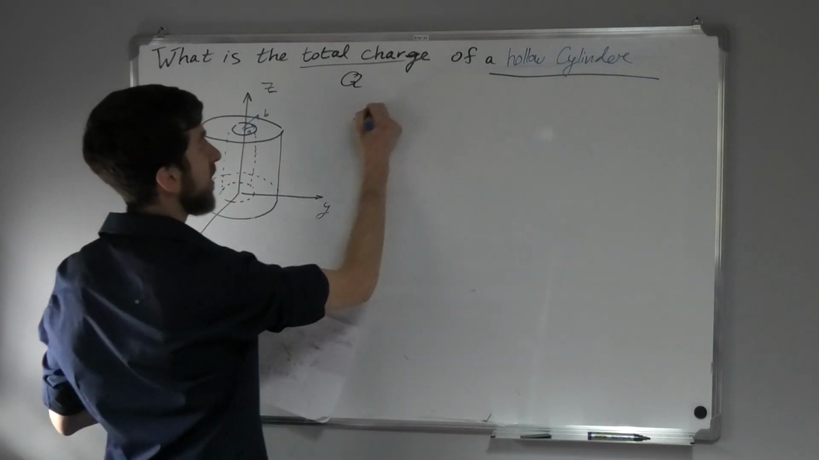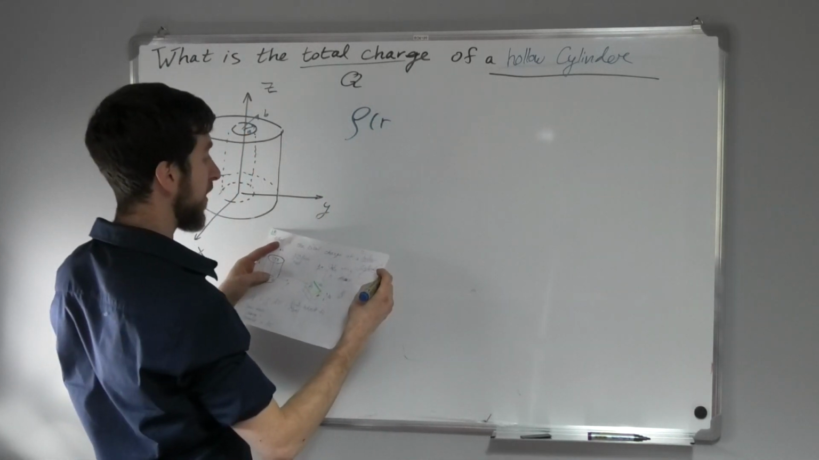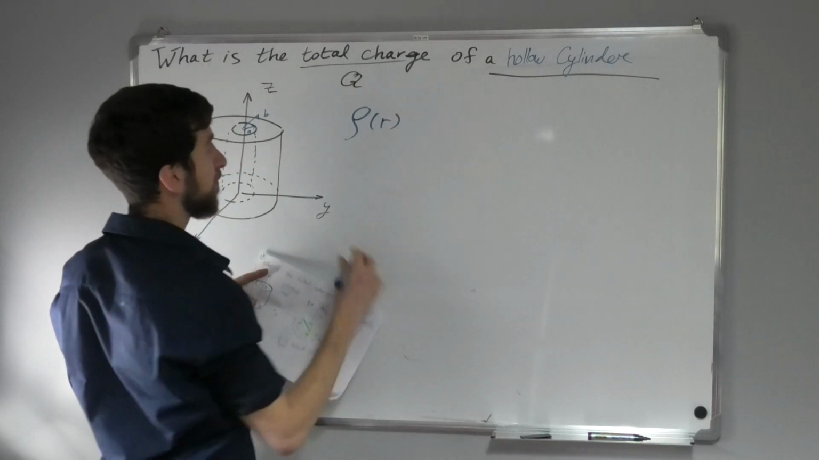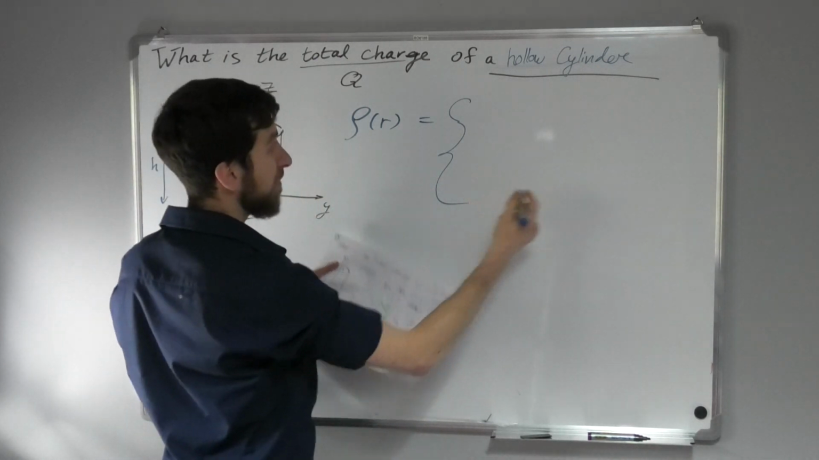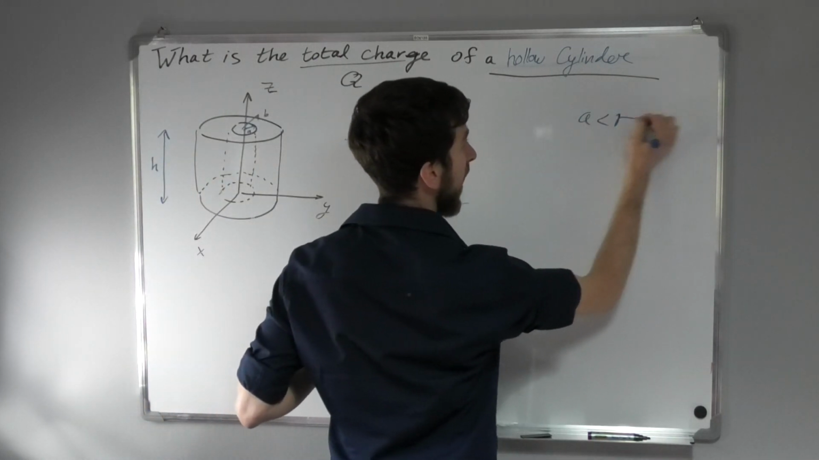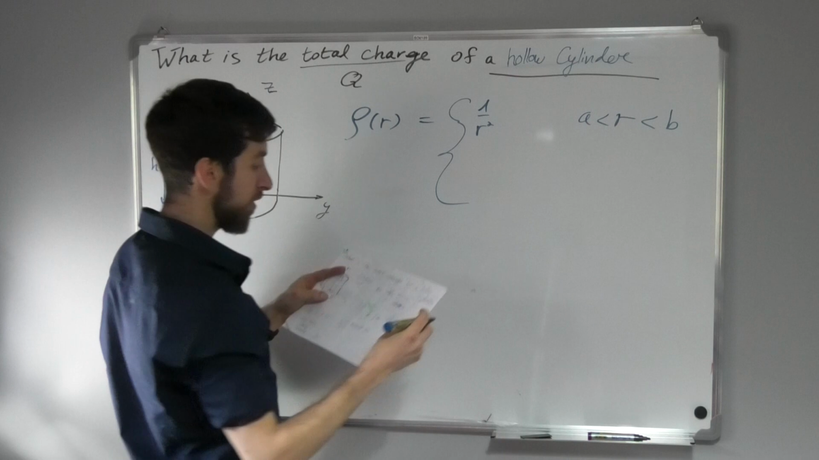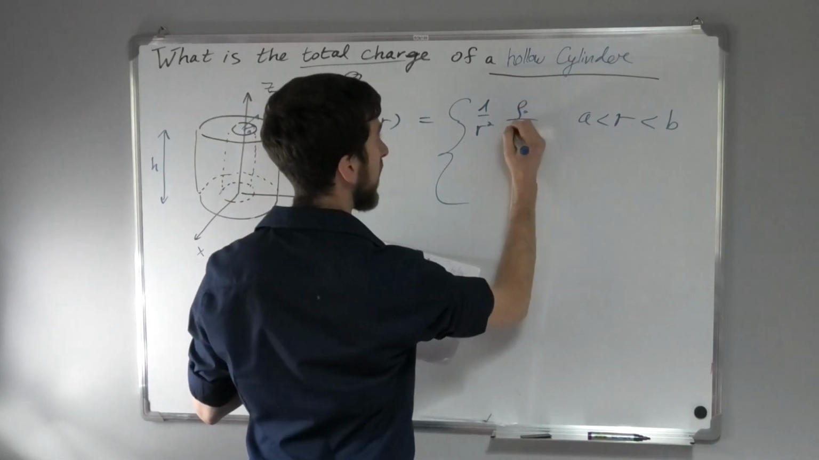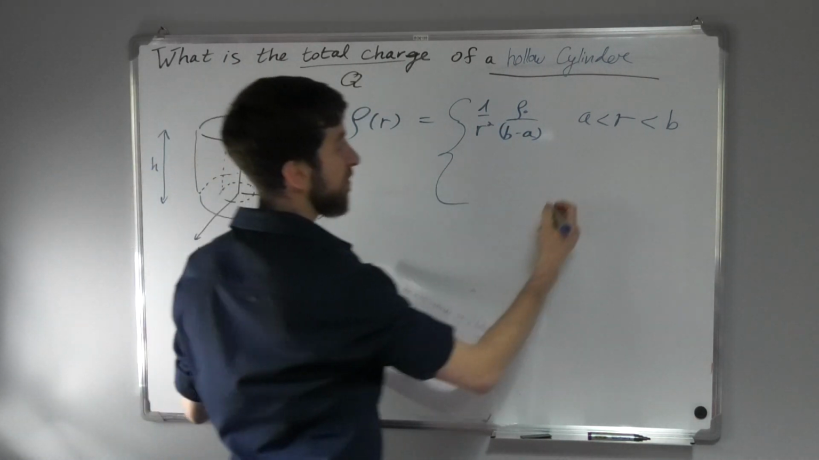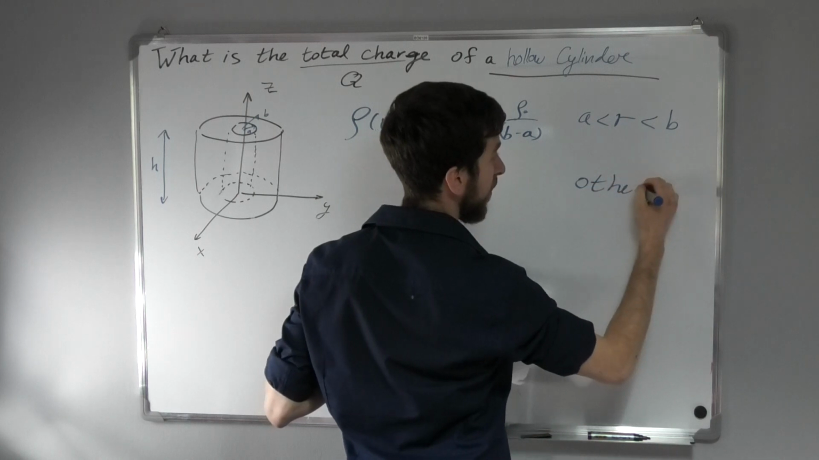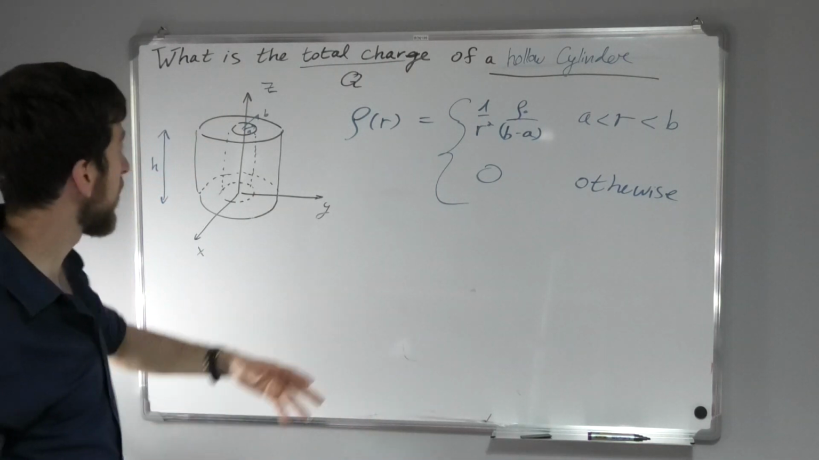So what is the charge density? I'm gonna use rho as a function of R, and it's equal to, as we do in calculus, these two cases. If you are at a radius inside the cylinder, you have 1 over R squared multiplied by some constant and the difference between the radii, B minus A. And otherwise, if you're somewhere else, you have 0. There's no charge anywhere else.